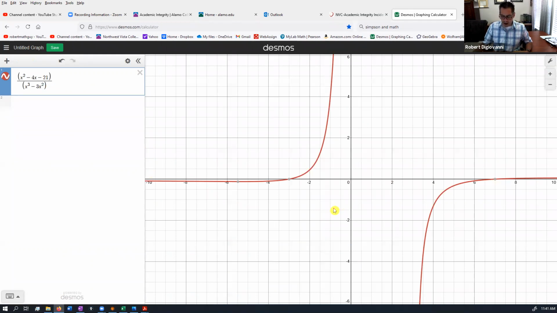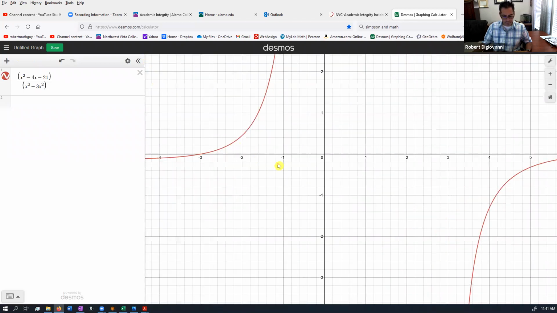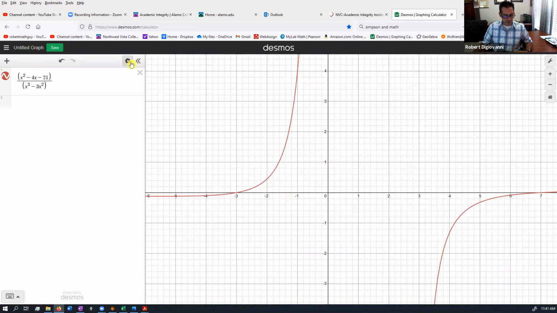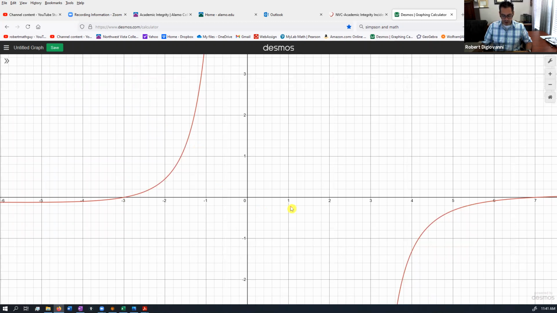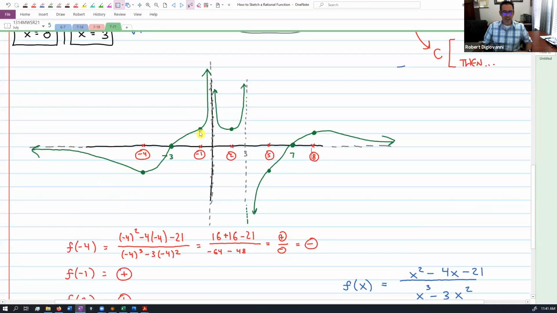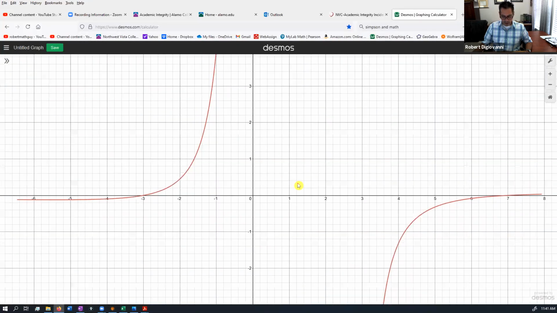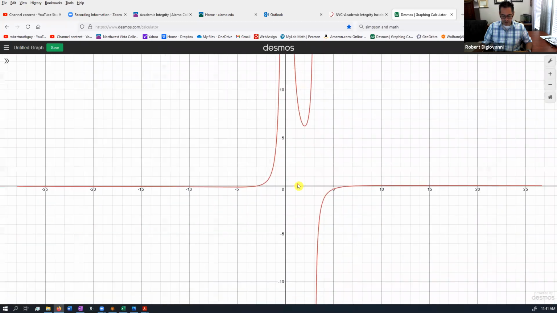Okay, so here's the graph from the computer. That's what it has here for us, right? Is that what ours looks like? Kind of. What about this U here? It's kind of missing. Let me zoom out. Ah, there it is. See?